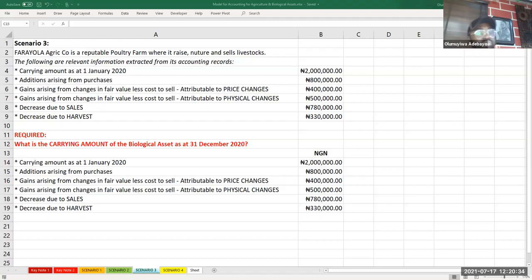You are muted. Yeah, I said, I don't really understand what they mean in the question by decrease due to sales, decrease due to harvest. So this means that they sold some of the biological assets, and decrease due to harvest is that they harvested some of them by way of using other further production of goods and items.